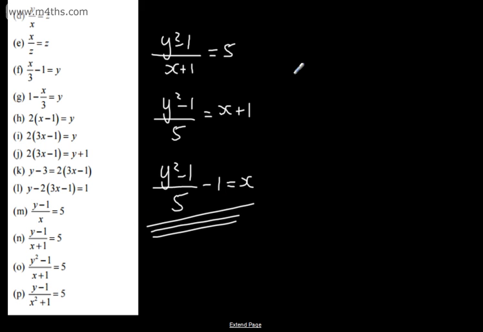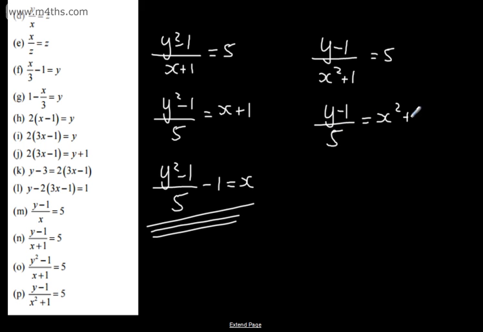If we look at this one though, (y minus 1) over (x squared plus 1) is equal to 5, then we can say (y minus 1) over 5 is equal to x squared plus 1. So we still have two steps to go, because we don't want x squared, we want x in terms of y and these numbers, or the constants. So I'm going to subtract 1 from both sides, so (y minus 1) over 5, minus 1, is equal to x squared.